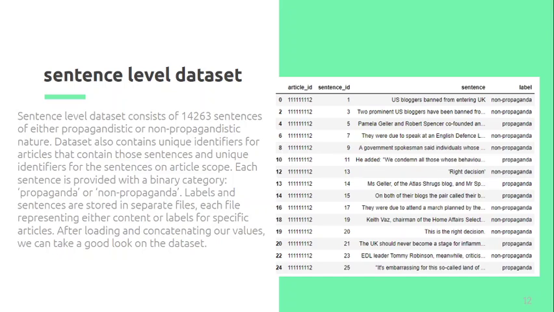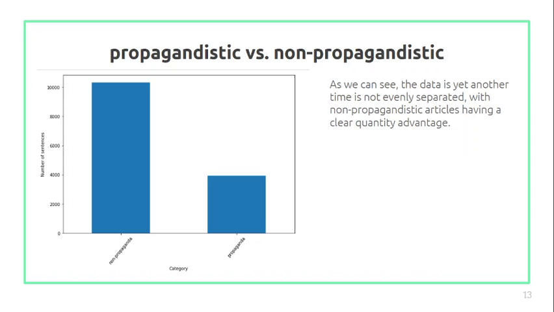After loading and concatenating our values, we can take a good look at our dataset. It looks approximately like this. The next thing we do, as for the article level task, is evaluate how our data is distributed by classes. As we can see, the distribution is also uneven, but it's more even than in the previous task.